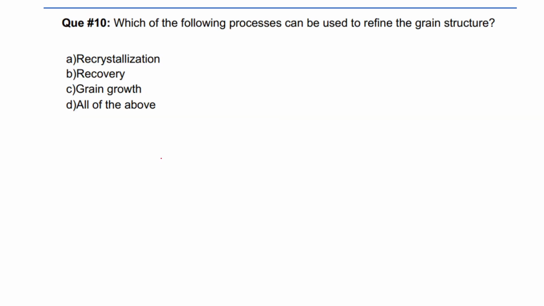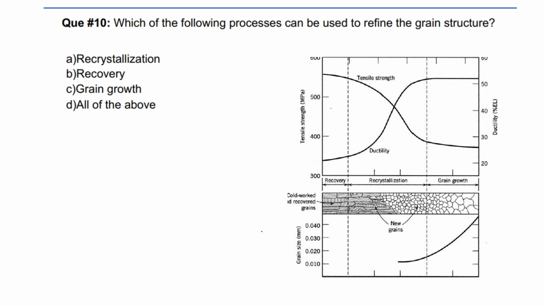Which of the following processes can be used to refine the grain structure? Recrystallization. These all are like which process? Recrystallization, recovery, grain growth, all of these happen in annealing, right? I can show the figure here. The answer is recrystallization, no doubt about that.